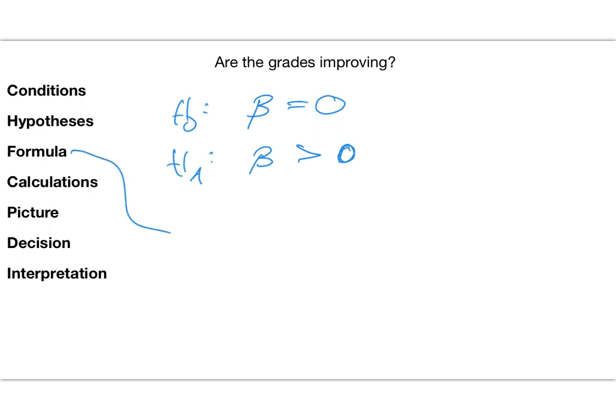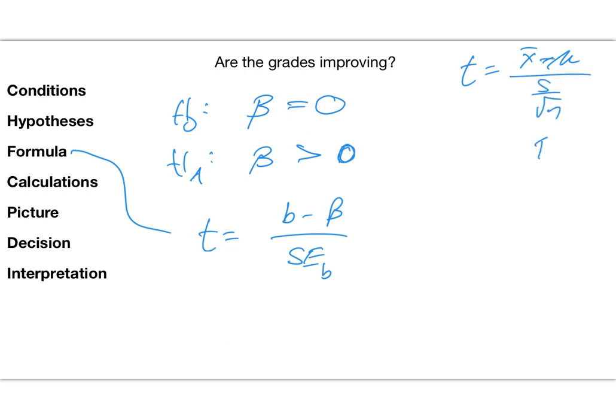My formula, t equals b minus beta over the standard error of b. In the past, for doing means, t equals x bar minus mu over s over root n. S over root n is the standard error of x bar.